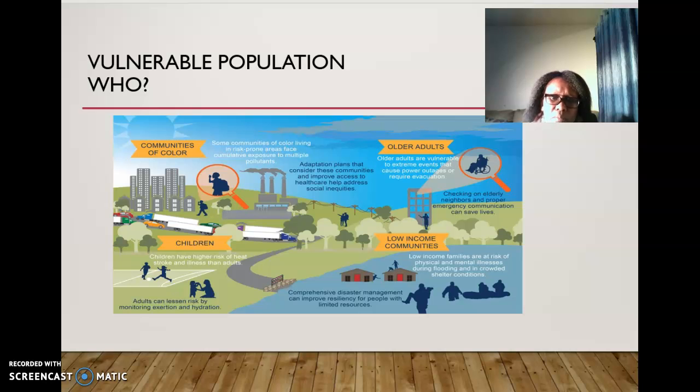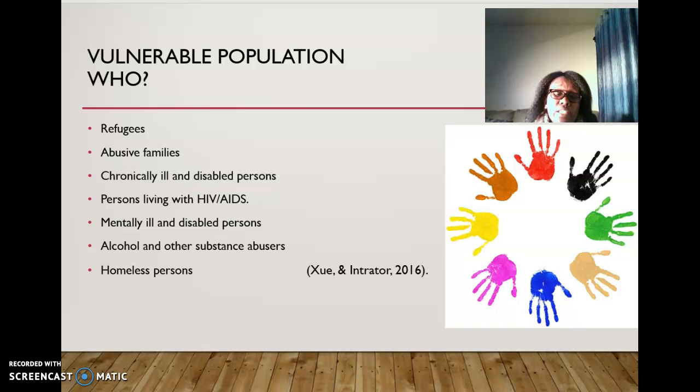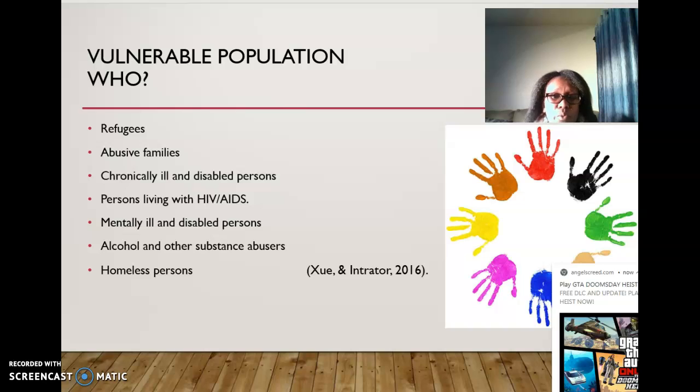That's just one of the diagrams that shows vulnerable populations: older adults, communities of color, low-income communities, as well as children. We also have refugees and immigrants. This country is having a lot of immigrants that come in here, and they don't have insurance, or they cannot access health care. We have abusive families, chronically ill and disabled persons, people living with HIV and AIDS, mentally ill and disabled persons, alcohol and other substance abusers, and homeless persons. We see them in town.